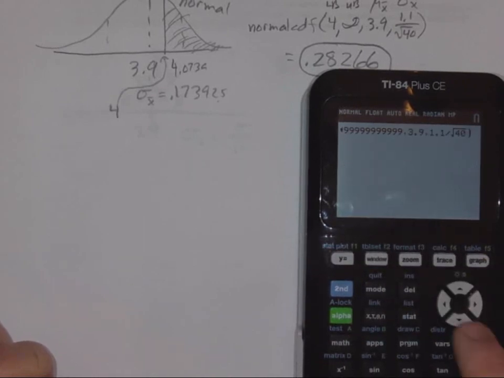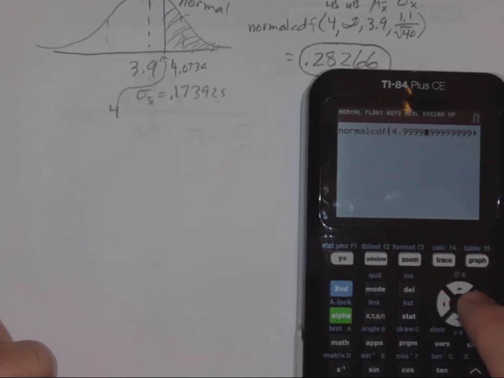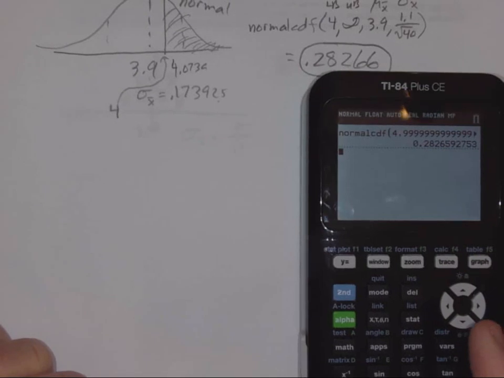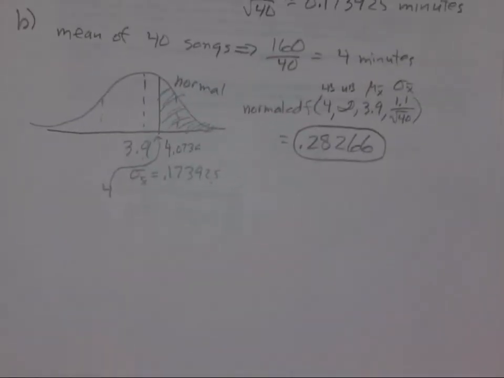And then we hit paste. In some calculators, it'll immediately appear like this. It'll just give you this command, and so you have to enter those 4 numbers with commas in between them. But anyway, you hit enter, and that's the answer. It's about 28.27% or so, the probability that they're going to run over time in this case.